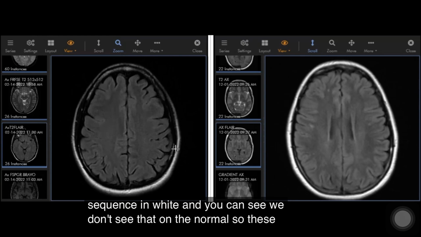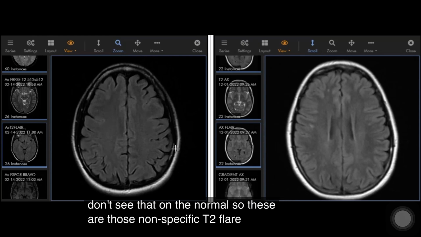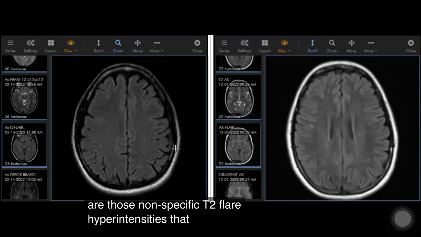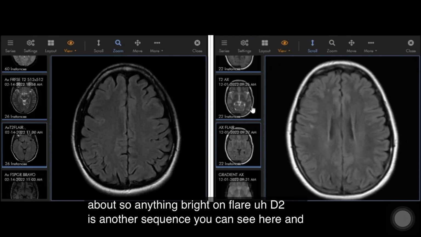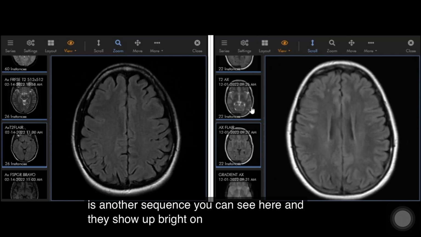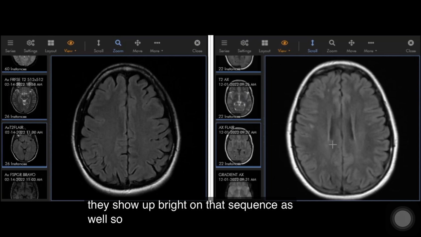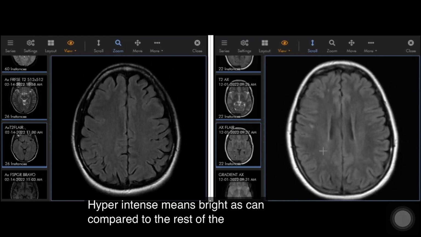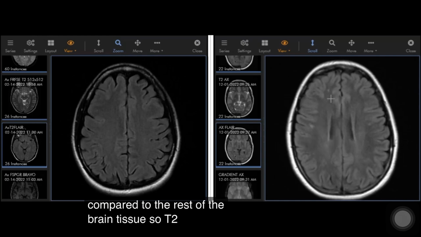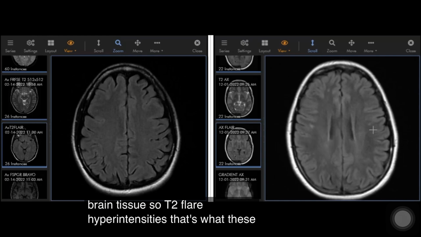So these are those non-specific T2 FLAIR hyperintensities that they're talking about. So anything bright on FLAIR, T2 is another sequence you can see here, and they show up bright on that sequence as well. So that's why that term exists, and hyperintense means bright as compared to the rest of the brain tissue. So T2 FLAIR hyperintensities, that's what these are.